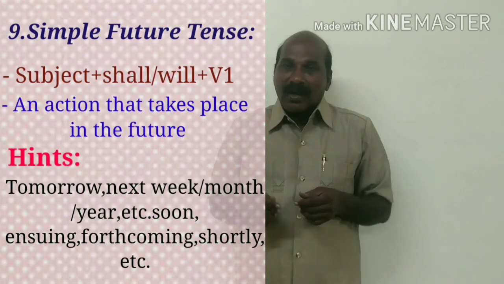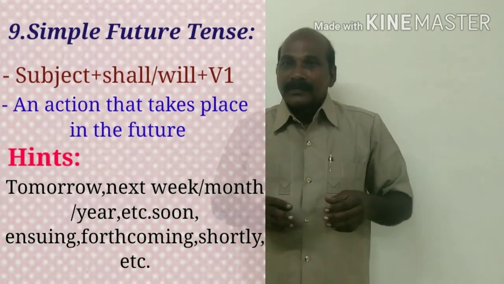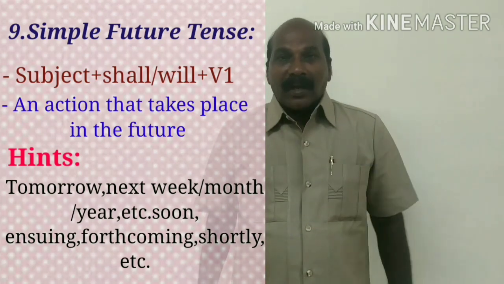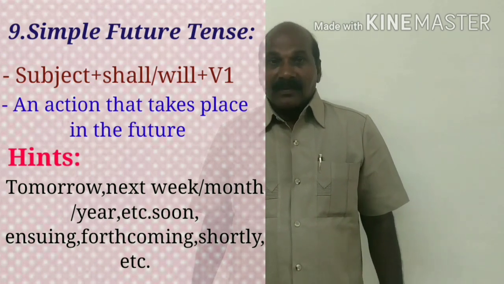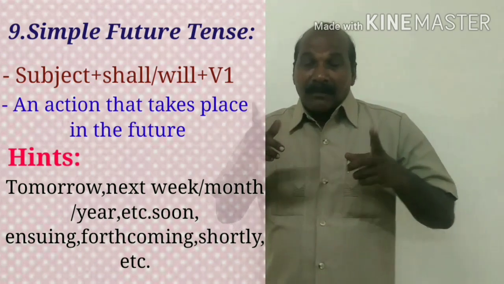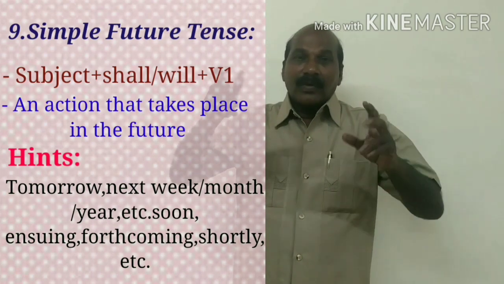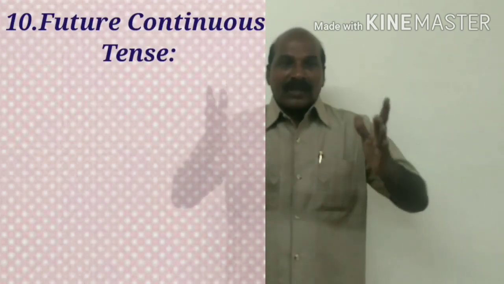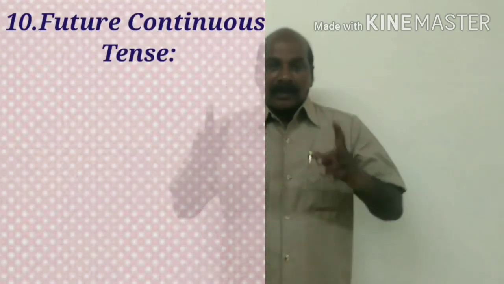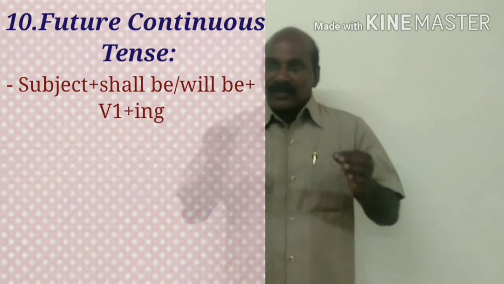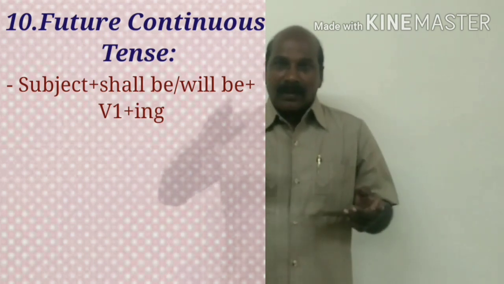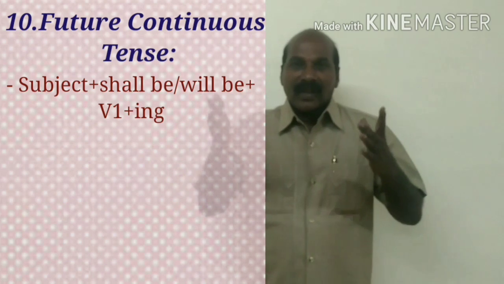You will get a job very soon. Your exams will take place next month. She will marry her cousin next year. In such a way we use simple future tense. And the next tense is future continuous tense. The basic formula for it is subject plus shall be or will be plus V1 plus ing.